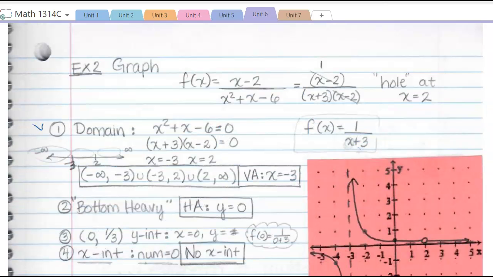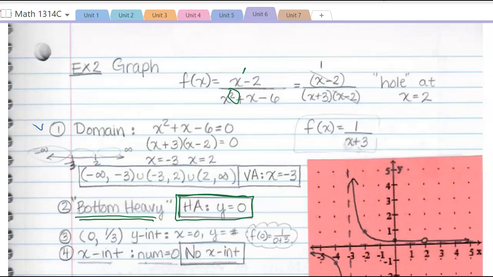The next step is to find the horizontal asymptotes. What we're going to do for horizontal asymptotes is compare the degree of the numerator with the degree of the denominator. We can see the degree of the denominator is 2, and that makes it bottom heavy because the bottom has a bigger degree than the numerator. Every time it's bottom heavy, we can automatically say that the horizontal asymptote is y is equal to 0.